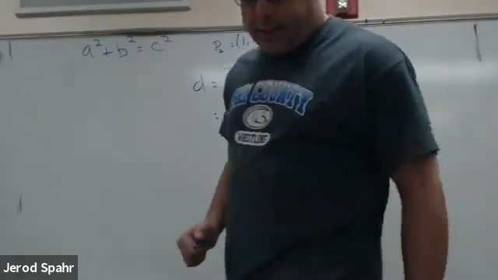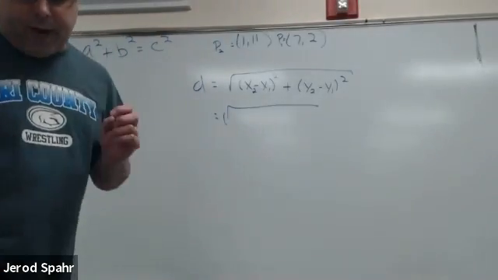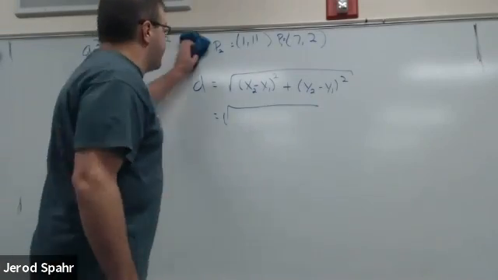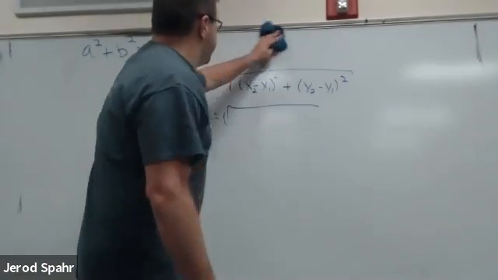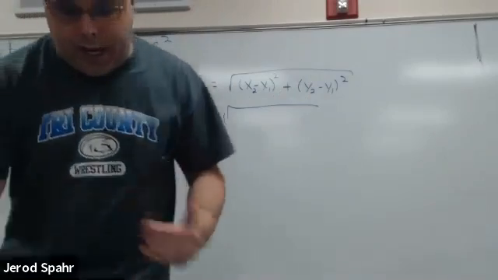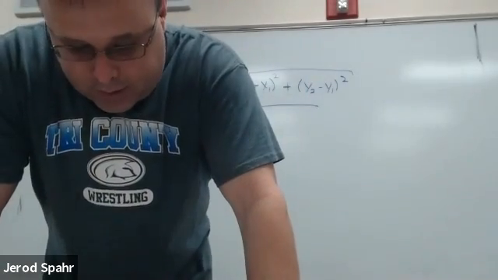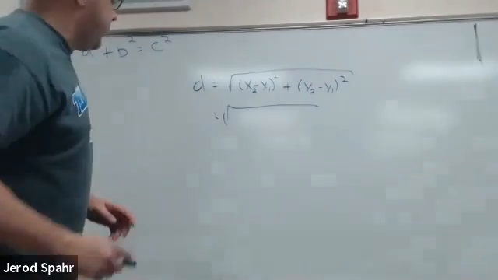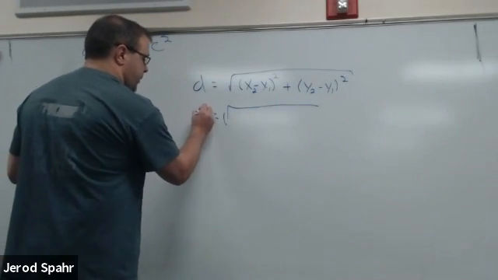All right, example number 3. What we're doing here is we're finding the missing value. They've given us the distance, they've given us one point, and one of the coordinates for the other point. So they give us the distance of 5, so 5 is going to be here.